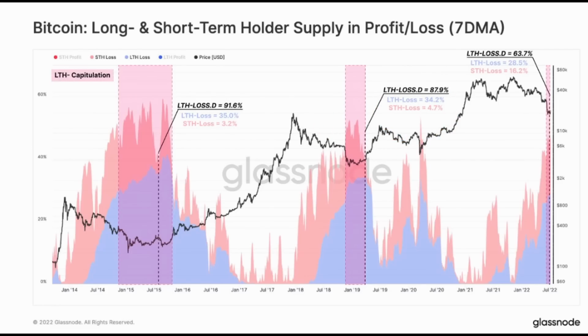Now, if you look at this cycle, this indicates that there may still be some room to go, because let's look here. The long-term holders right now make up around 28.5% of the coins in loss, whereas the short-term holders are holding around 16.2%. So that means we haven't necessarily reached that peak level of capitulation that we've seen in prior cycles. That doesn't mean it has to happen in this cycle, but it's certainly worth considering that we have seen in prior cycles a much larger overall washout from the short-term holders. We haven't necessarily seen that in this cycle.